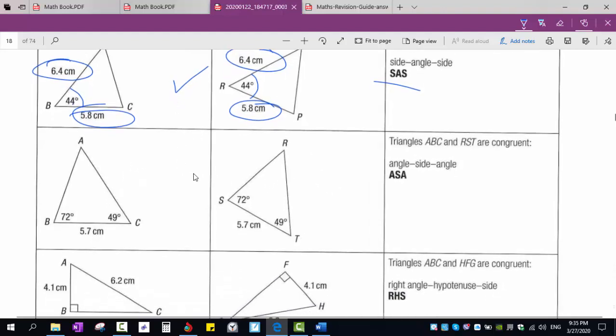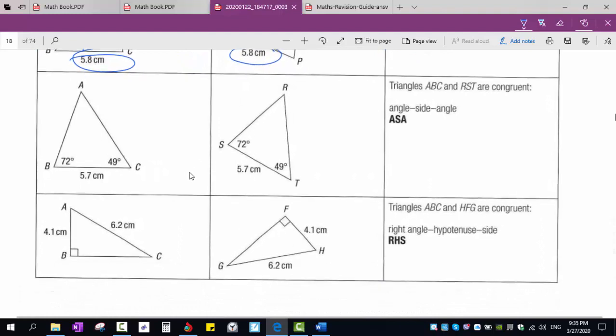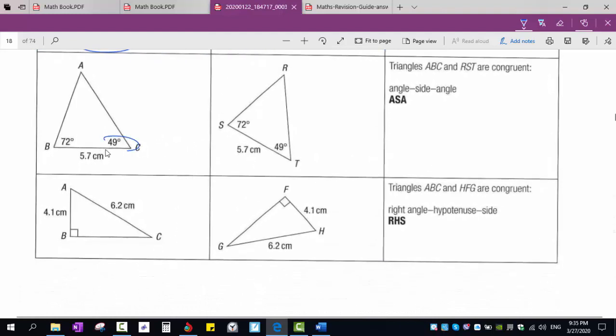Similarly, we have another rule called ASA, meaning two angles are equal and the side between them.